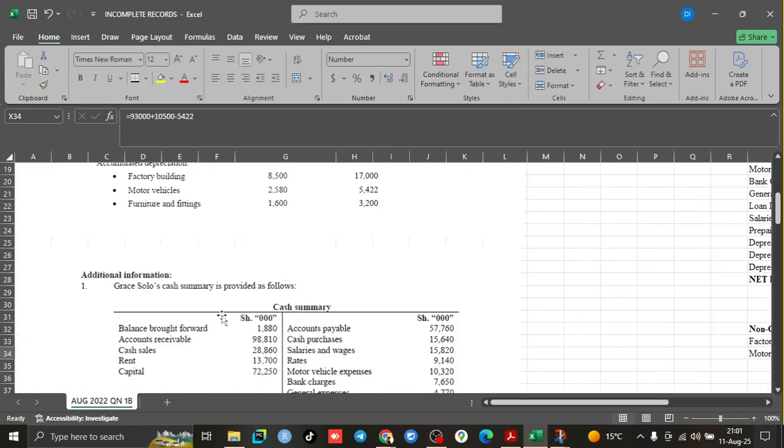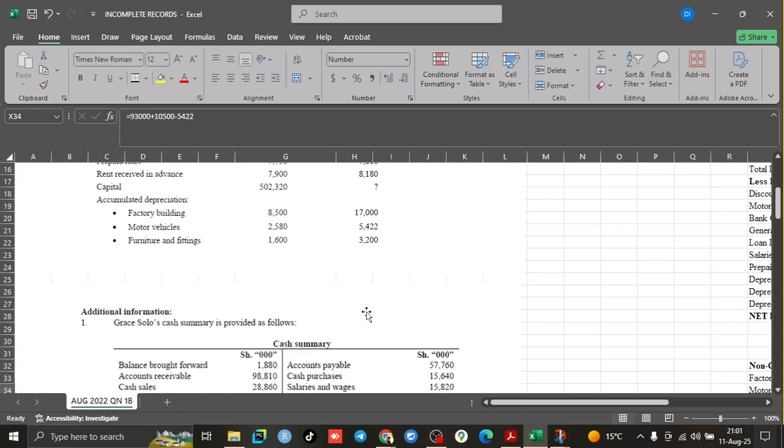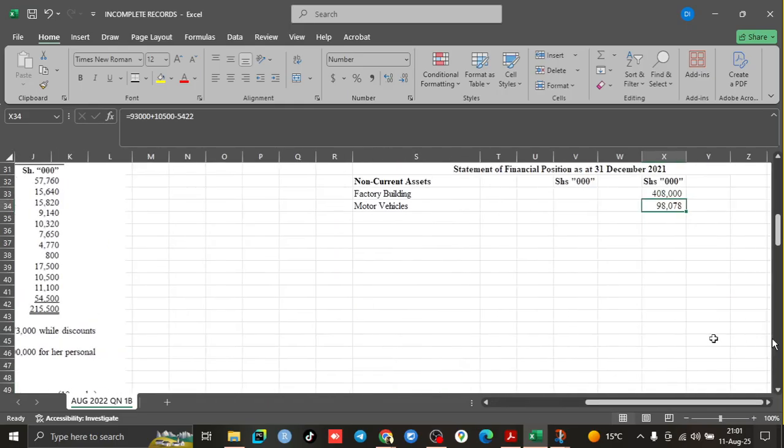So any motor vehicles. We also have furniture and fittings. Cost remains the same, but we have some depreciation. Furniture and fittings.